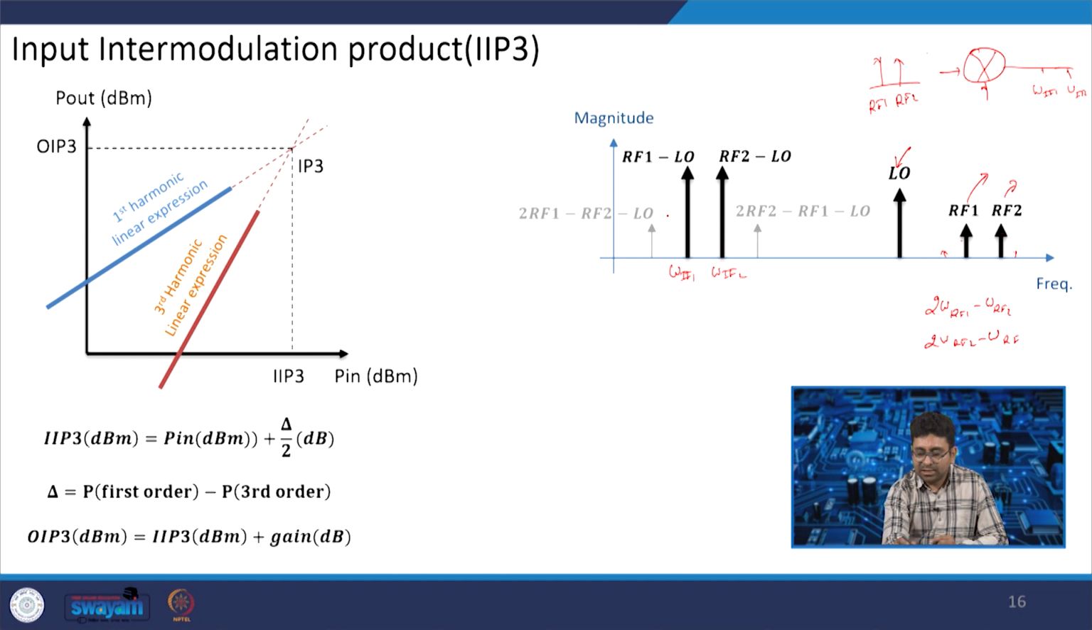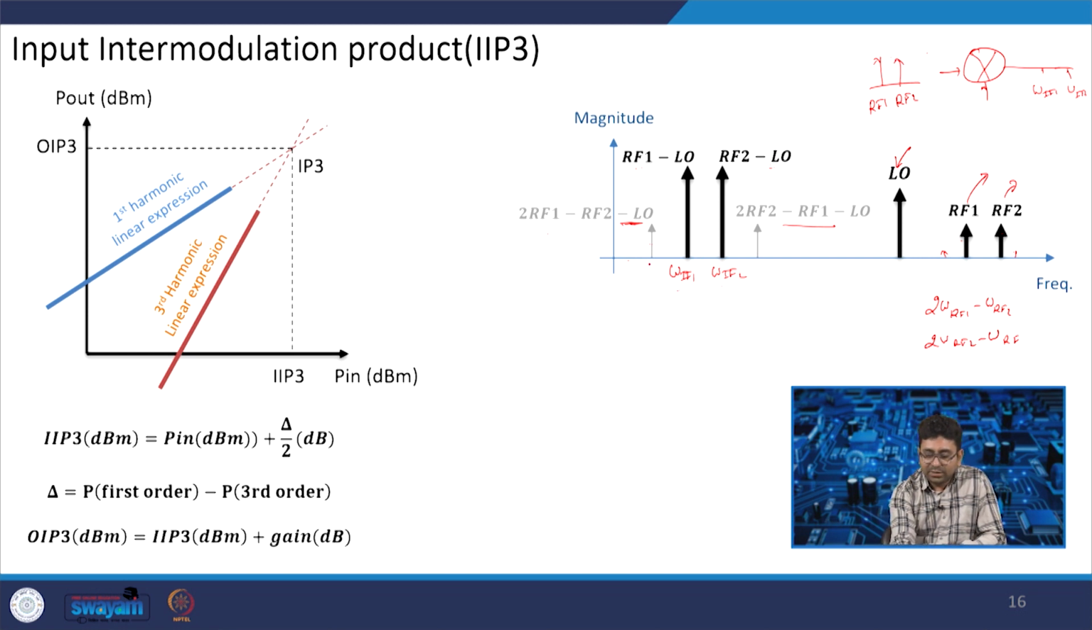Omega IF1 is RF1 minus LO, and omega IF2 is RF2 minus LO. This is not an amplitude, this is a frequency. And the third order component is 2 omega RF1 minus RF2 minus LO. So when we consider the mixer, we need to subtract the LO in the third order component. All other derivations are the same; only when considering the mixer, you need to subtract the LO. For the upper side and lower side, you need to consider omega IF1 and omega IF2.